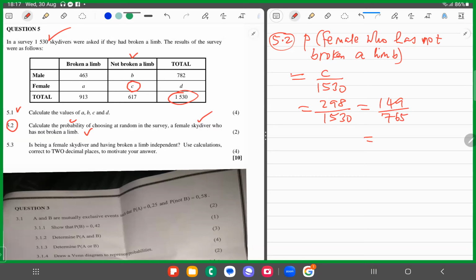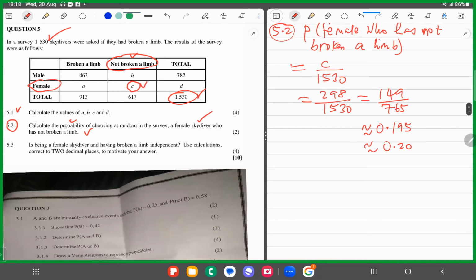We can simplify this like that. Next, we can use a calculator to find the decimal equivalents, to two decimal places or more. This is 0.195, three decimal places. That's what I chose, but you can round it off to approximately 0.20. It's the same thing. So that is the probability of choosing at random in the survey a female skydiver who has not broken a limb: not broken a limb and is female, C over the total. With two-way tables, you just need the skill to read them in probability theory.